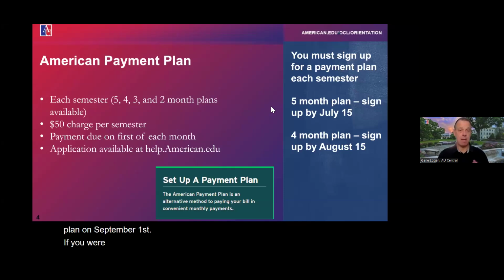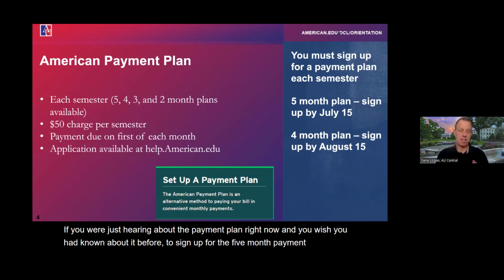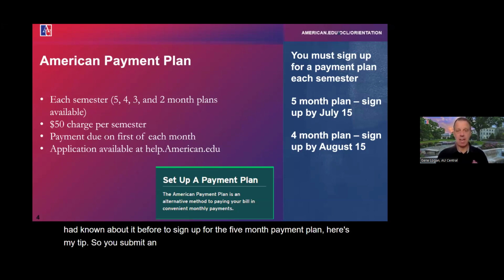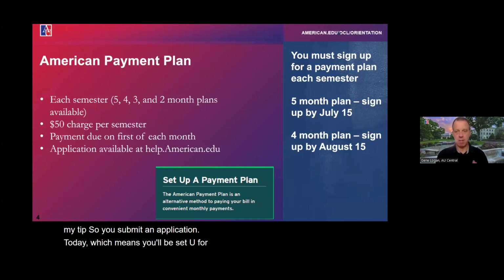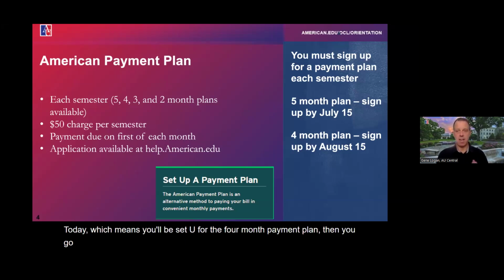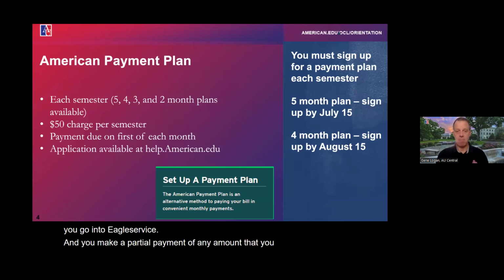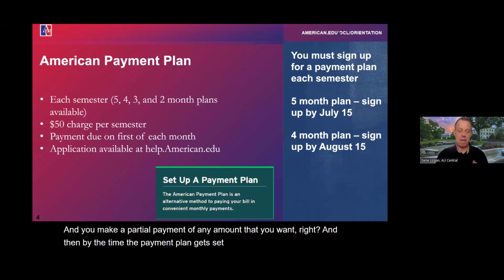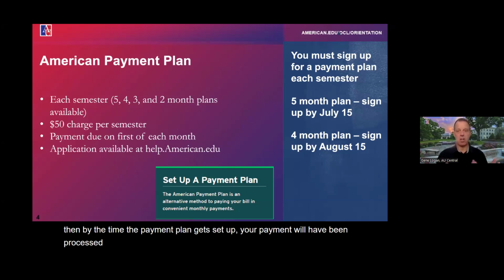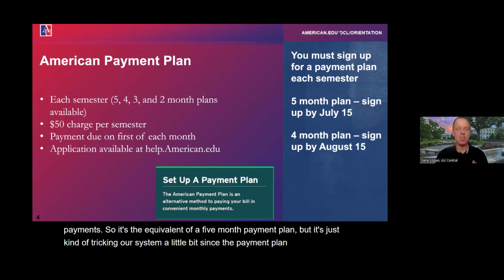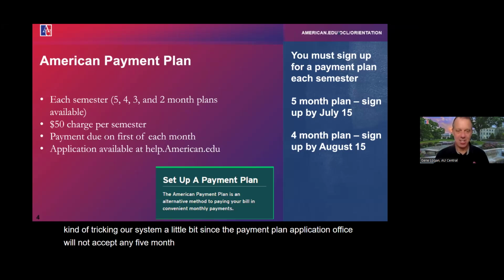If you are just hearing about the payment plan right now and you wish you had known about it before to sign up for the 5-month payment plan, here's my tip. So you submit an application today, which means you'll be set up for the 4-month payment plan. Then you go into Eagle Service and you make a partial payment of any amount that you want, right? And then by the time the payment plan gets set up, your payment will have been processed and the rest of the charges will be divided up into 4 monthly payments. So it's the equivalent of a 5-month payment plan, but it's just kind of tricking our system a little bit since the payment plan application office will not accept any 5-month payment plan applications now.